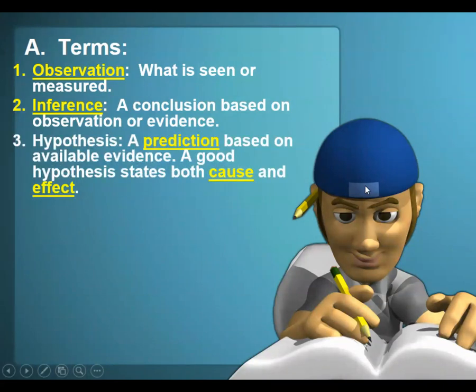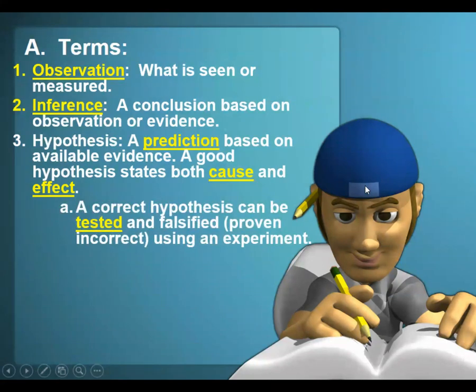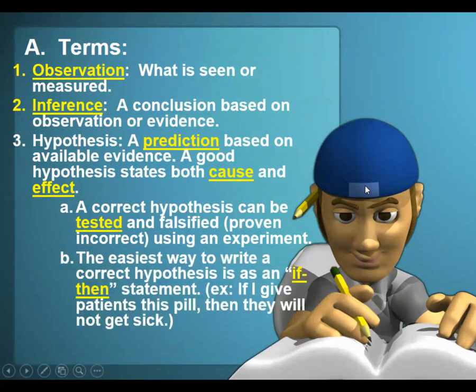And then a hypothesis is a prediction based on available evidence. A good hypothesis will state both the cause and the effect. And it should be able to be tested. If you can't test it, then it's not written in a correct way. And you have to be able to use an experiment. The best way, or the easiest way, is to write it as an if-then statement. For example, if I give patients this pill, then they will not get sick. It shows both variables that are going to be involved in the experiment, and it kind of tells whoever's reading about the hypothesis what you're thinking about.